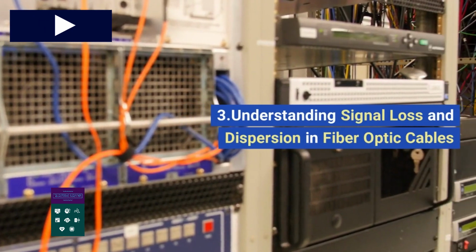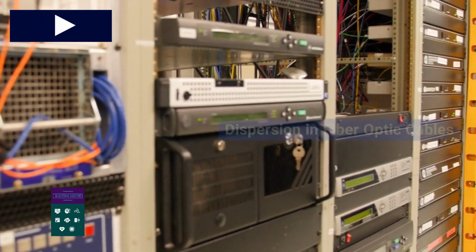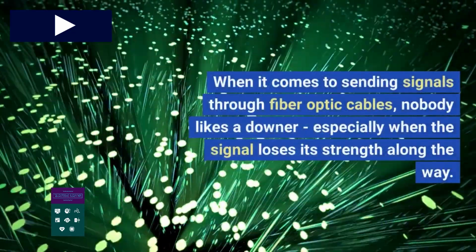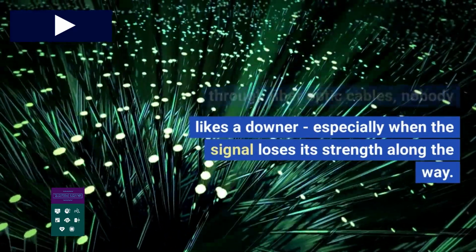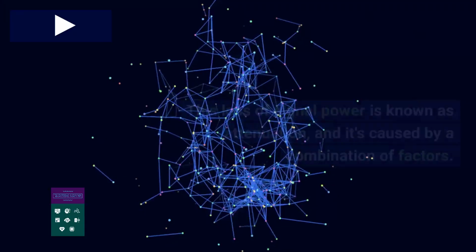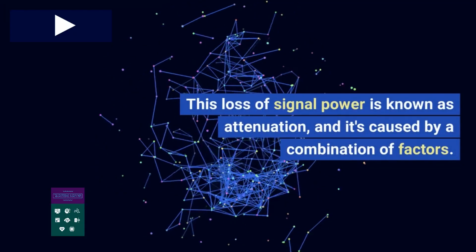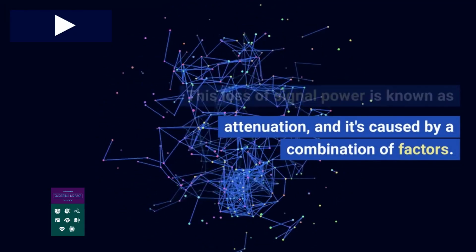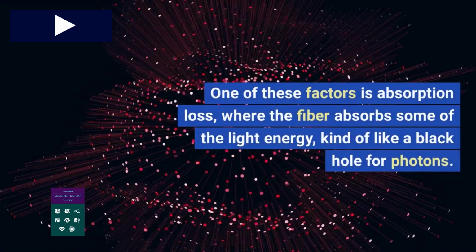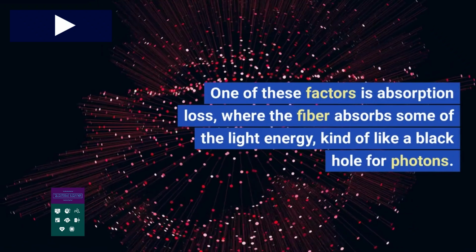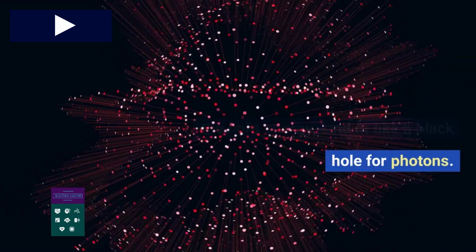3. Understanding signal loss and dispersion in fiber optic cables. When it comes to sending signals through fiber optic cables, nobody likes a downer, especially when the signal loses its strength along the way. This loss of signal power is known as attenuation, and it's caused by a combination of factors. One of these factors is absorption loss, where the fiber absorbs some of the light energy, kind of like a black hole for photons.